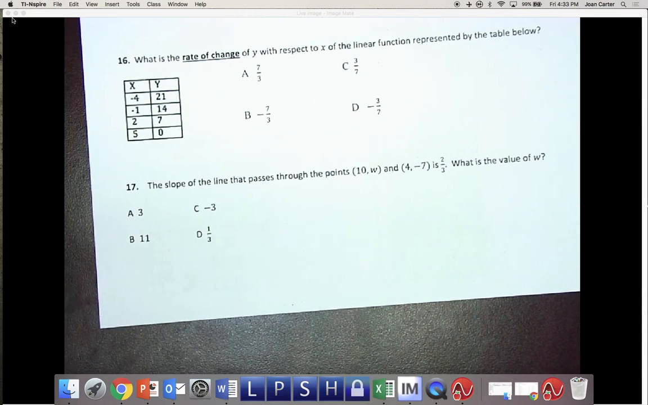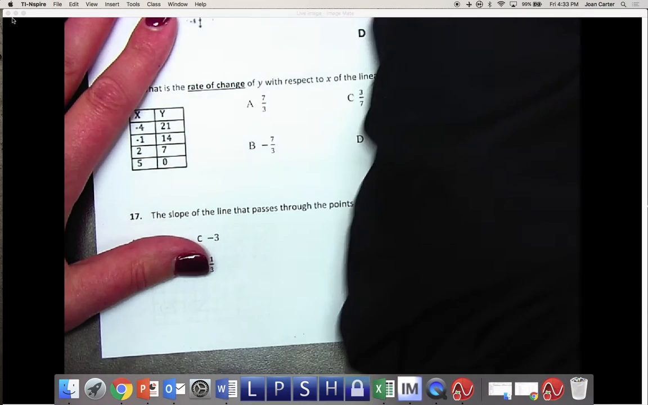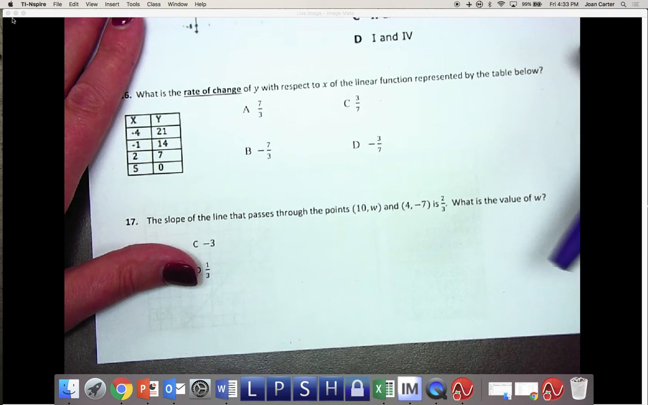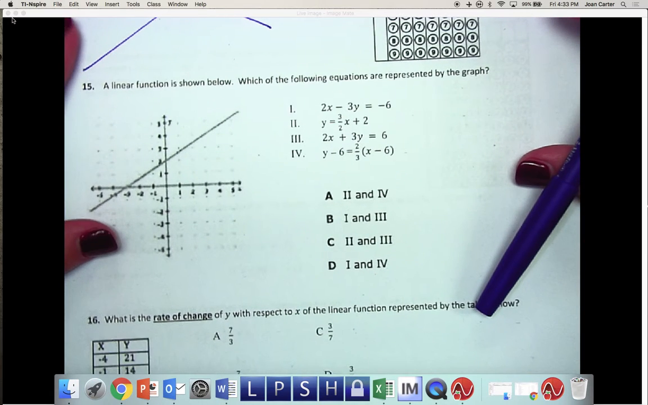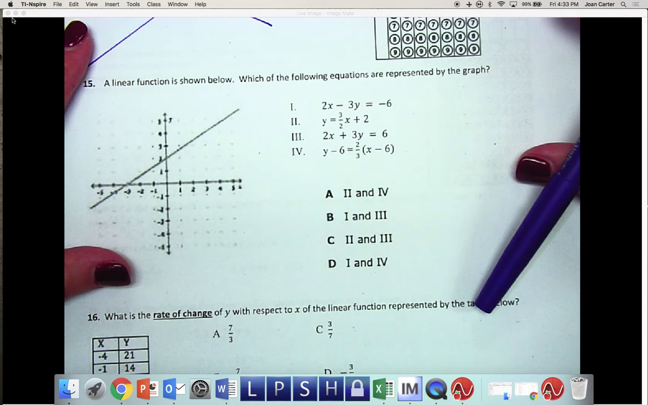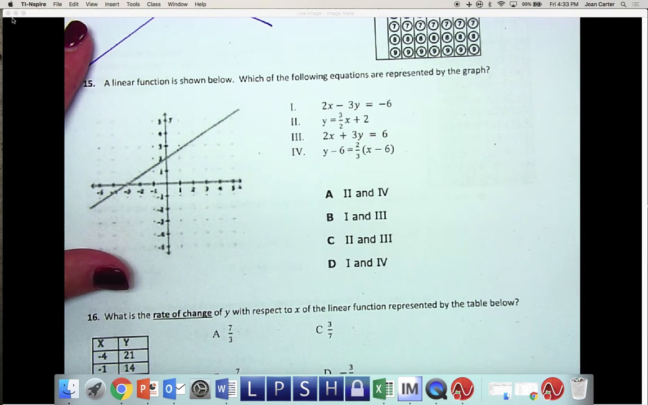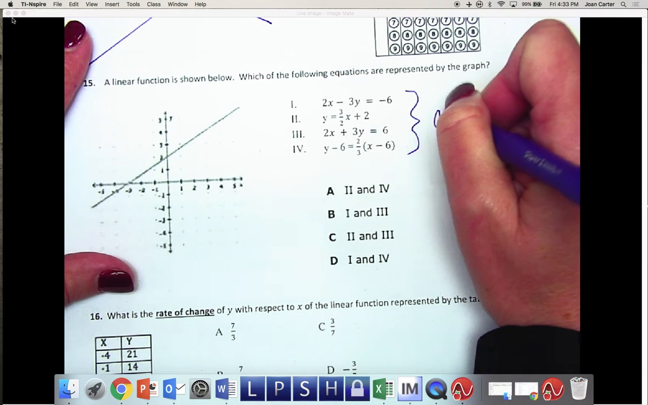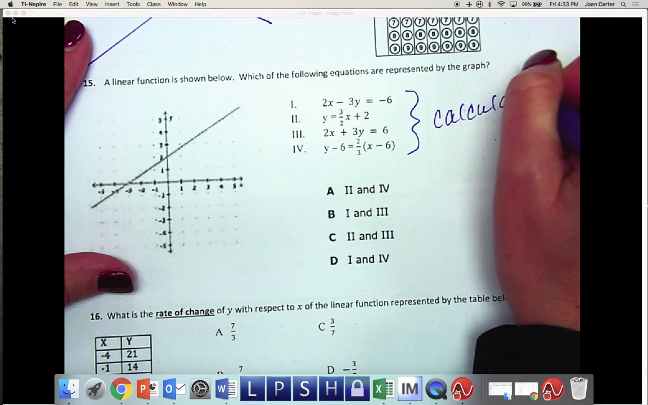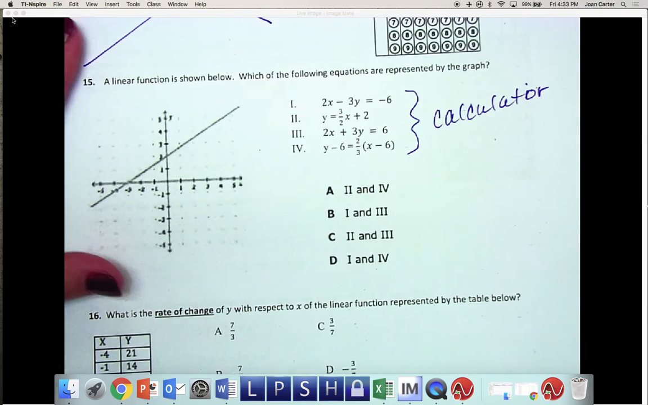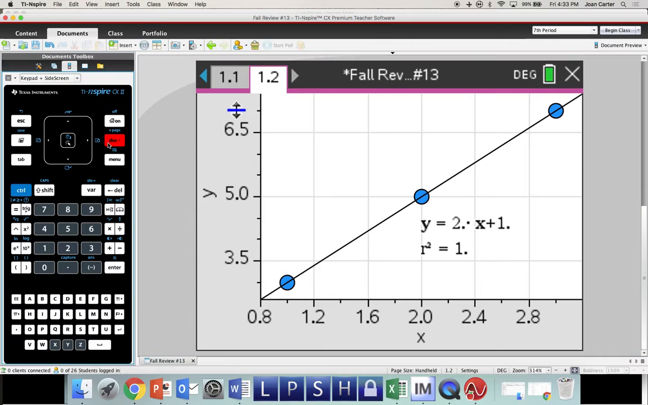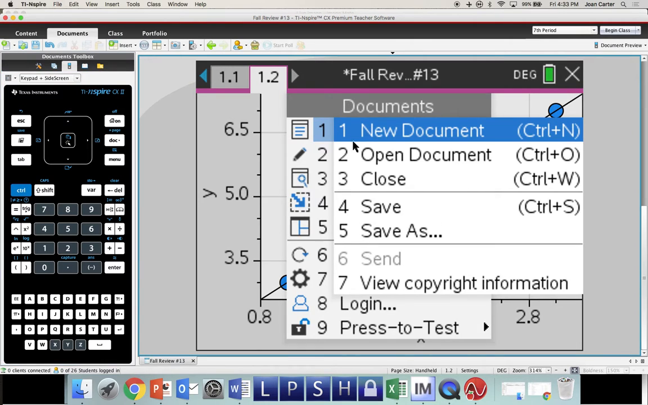All right, we're not going to see anything like question number 14 here, so we can kind of pop that out. So let's look at 15. A linear function is shown below. Which of the following equations can be represented by the graph? This is one where I would take all of these equations and I would put them in the calculator. And I would graph each and every one of them as a relation. And again, this is something that I have kind of preloaded for us. And so we're going to come in here and we're going to open something that I've done.